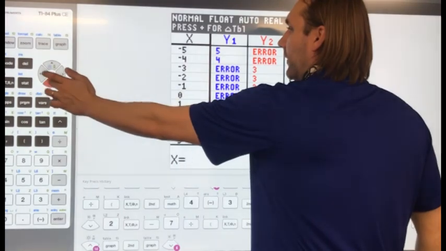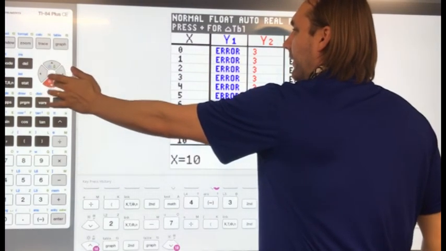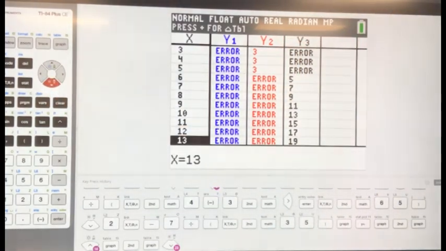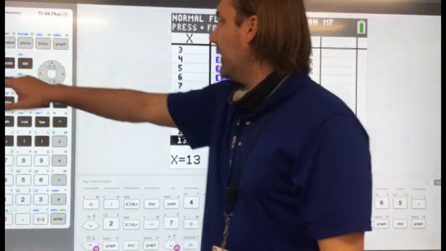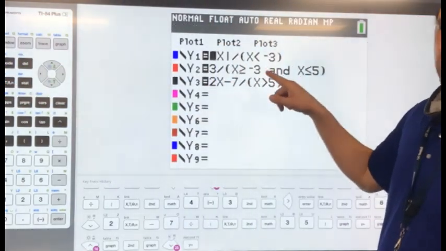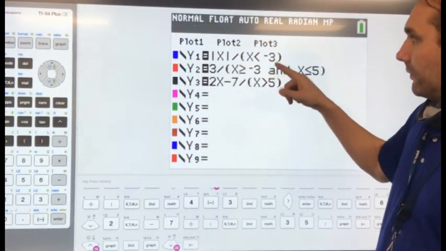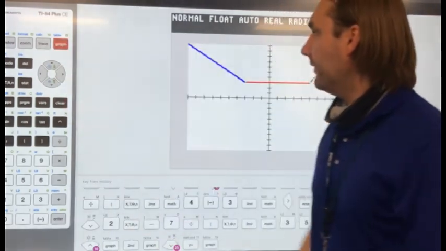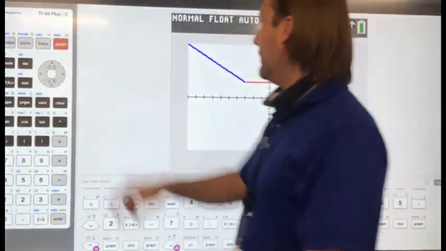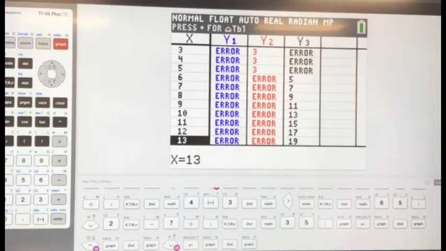So with this piecewise function, can somebody tell me what is f of 13? 19. Yeah, 19. So pretty nice. If you can enter it correctly, again, you're relying on being able to put it in the right way, then you can get the graph, and it can really help you evaluate by looking at the table.